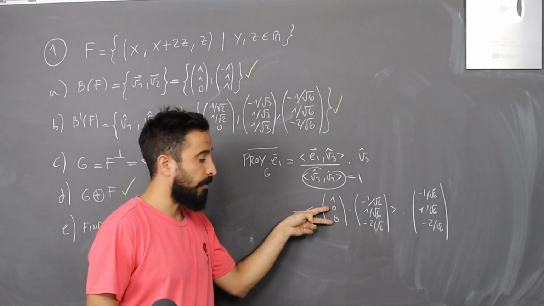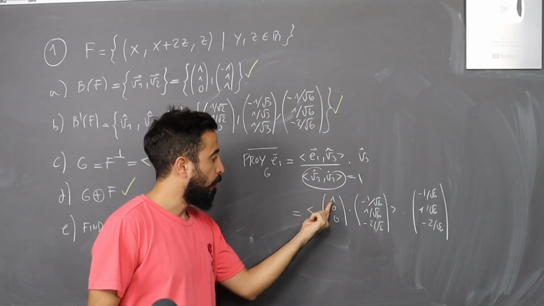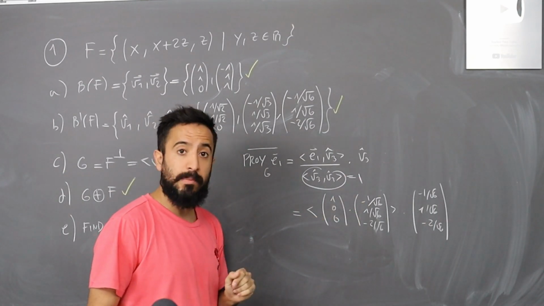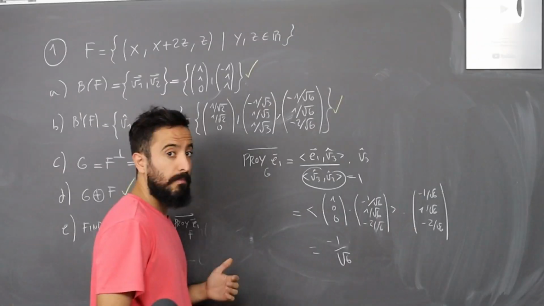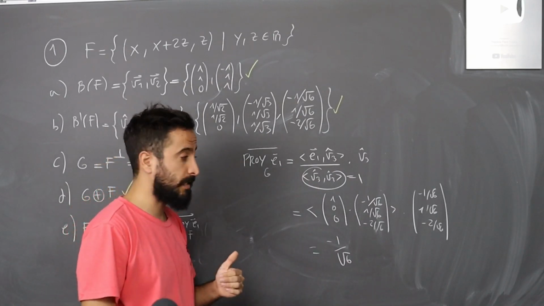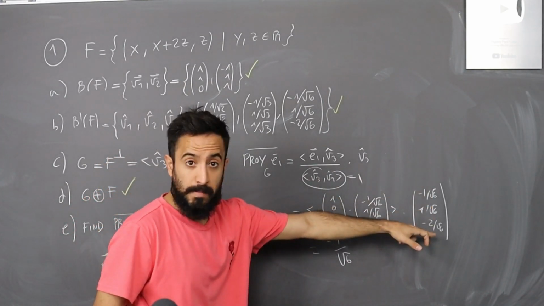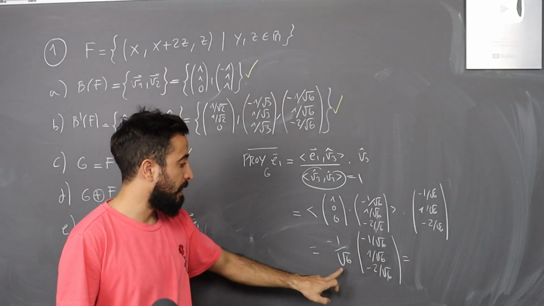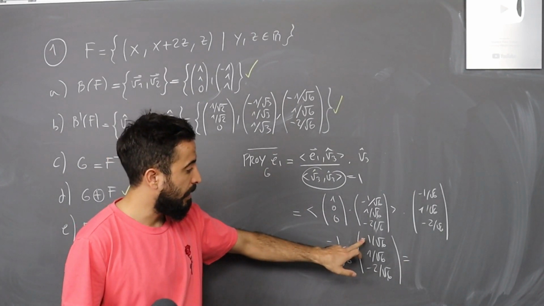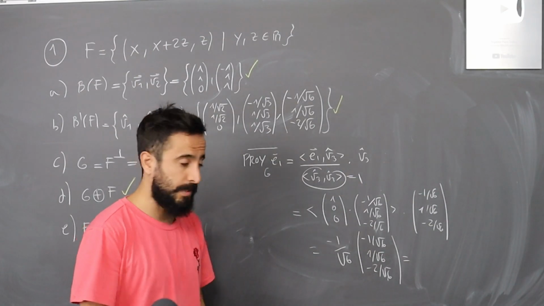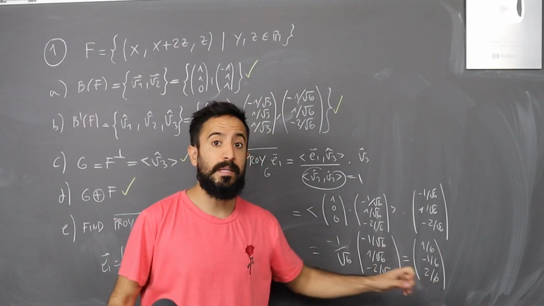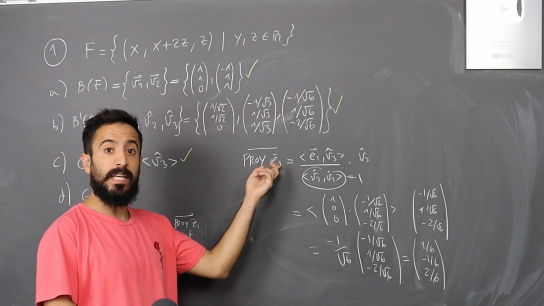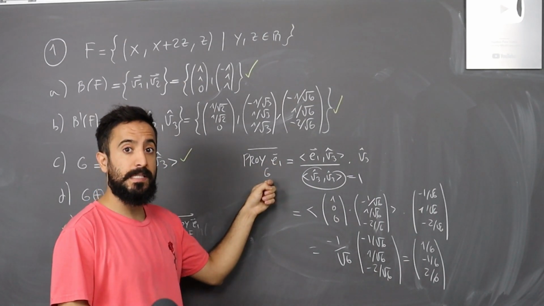So we have 1 times this, 0 times this, 0 times this. Let us not worry about this, right? It's 0. So 1 times minus 1 divided by the square root of 6 is minus 1 divided by the square root of 6, which now we have to multiply by this vector, right? And now we just have to compute a product, right? So we have minus 1 divided by the square root of 6 times every one of the components. And here we have the projection of the vector E1 onto the subspace G.